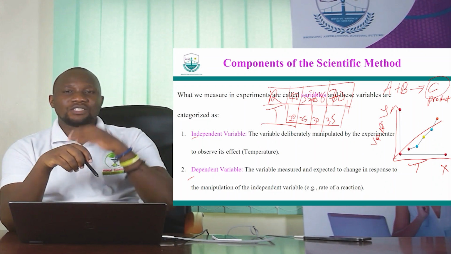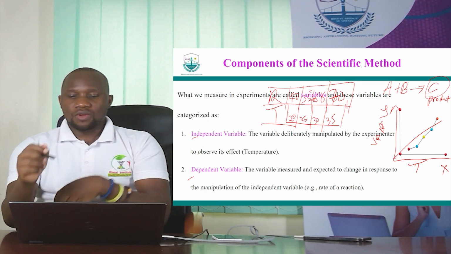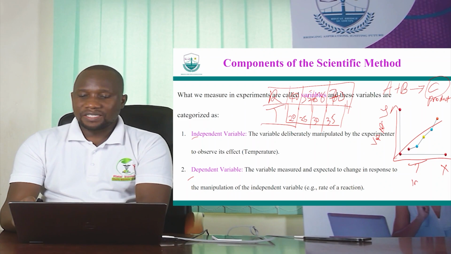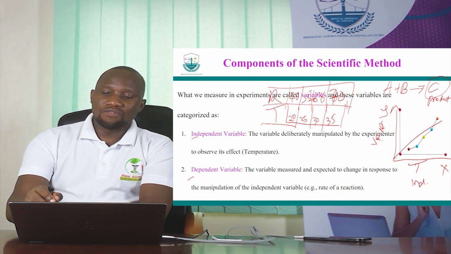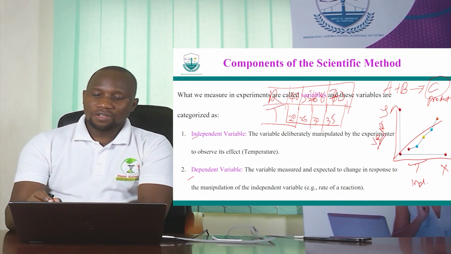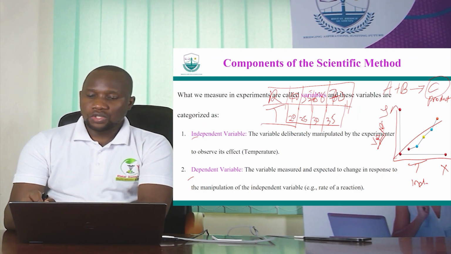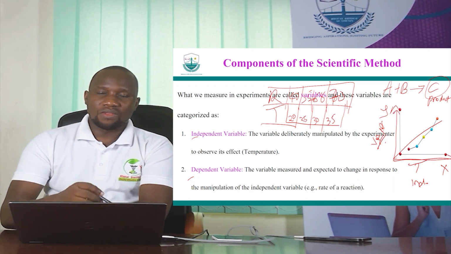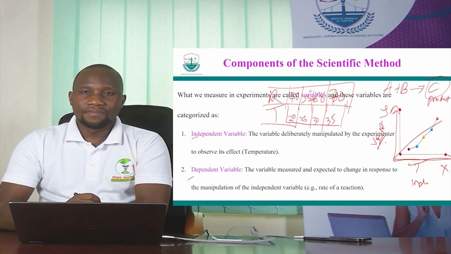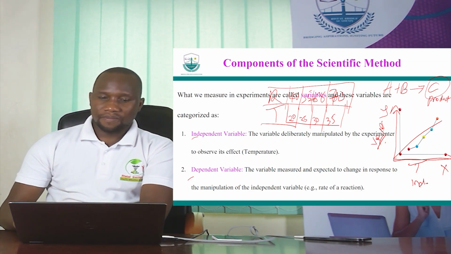You will have one that influences the other. Here, temperature is independent because it influences the rate of reaction. So the rate of reaction is dependent, whereas the temperature is independent. Usually, what is independent is on the x-axis, and what is dependent is on the y-axis. I hope that is very clear.